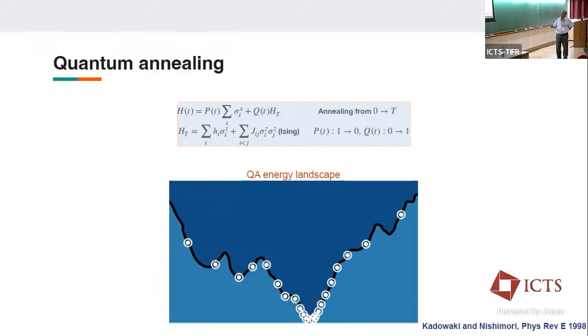P as a function of T, sigma these are the Pauli matrices, and H, and then you let the system evolve from time 0 to time capital T. Now, if the change is done sufficiently slowly, and if the system is in the ground state initially, it will continue to be in the ground state throughout. And at this final time T, you replace the Hamiltonian by the Hamiltonian of interest to you. So that way you will get the ground state for the Hamiltonian of interest.